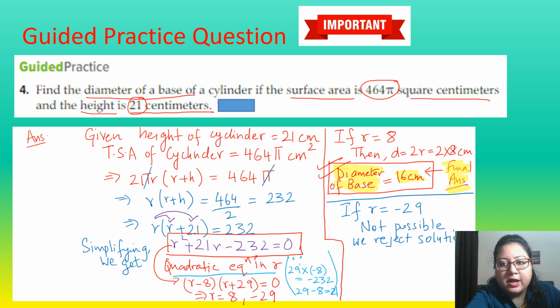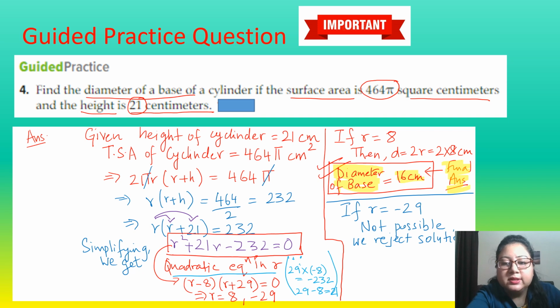Next in this lesson, I'm going to be covering an important question from the textbook, which is a guided practice question. First I'm going to be reading it, and then I will highlight for you what is the important information. Find the diameter of the base of a cylinder if the surface area is 464 pi square centimeters and the height is 21 centimeters.